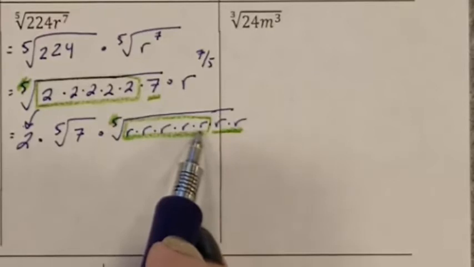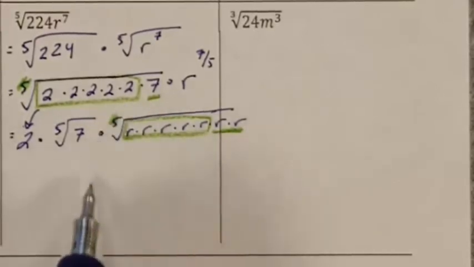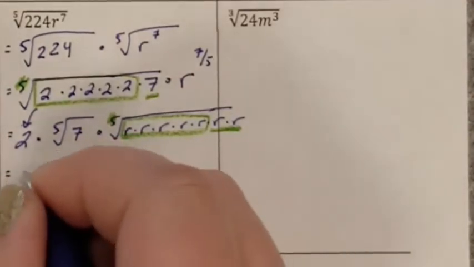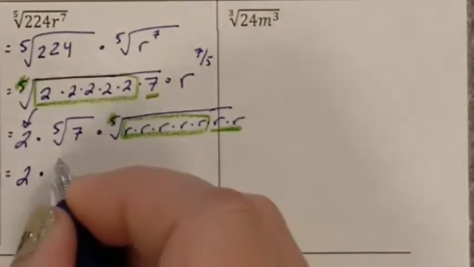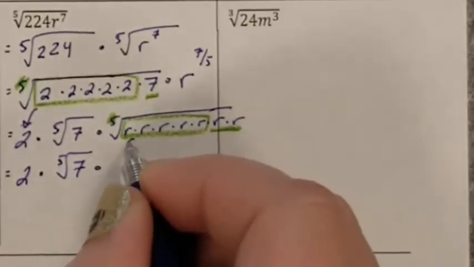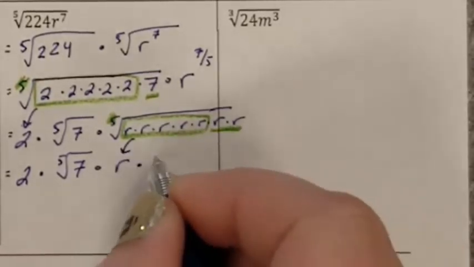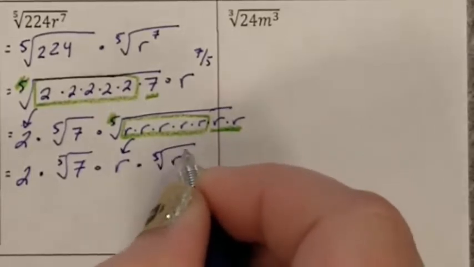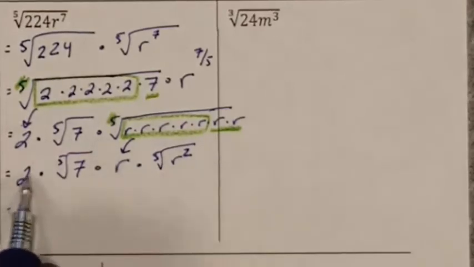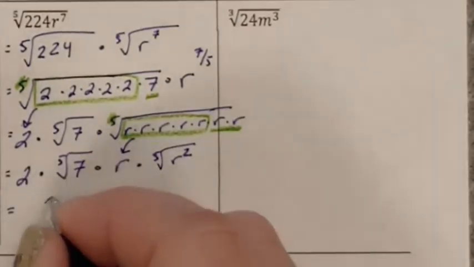So the 1 whole group got to escape. The remainders had to stay inside. So you said the 2 escaped. The 5th root of 7 had to stay inside. You said this r escaped. And you said those 2 r's had to stay inside. So who escaped? The 2 and the r, 2 times r is 2r.